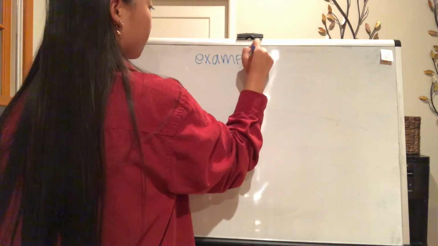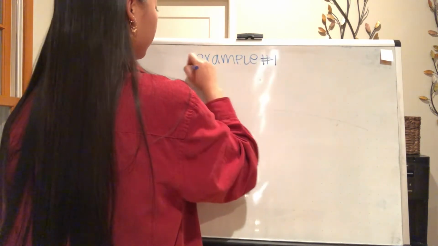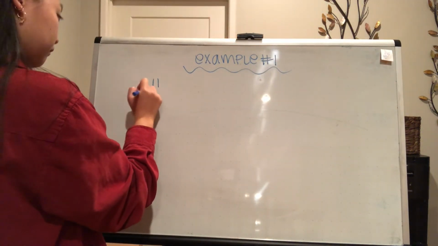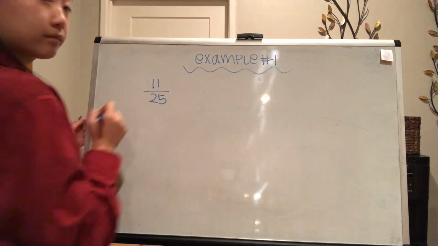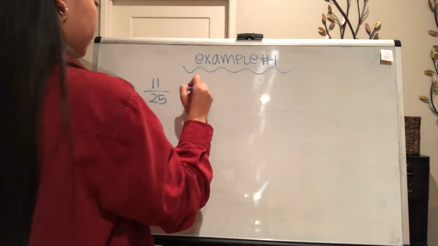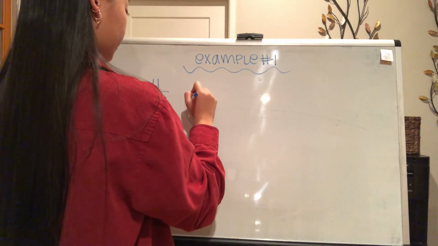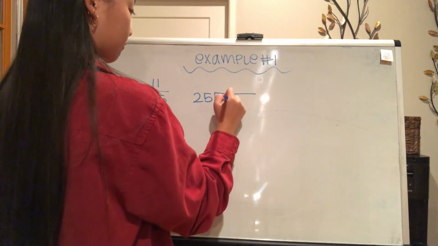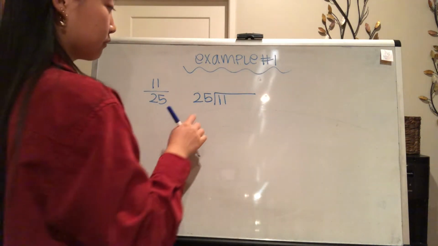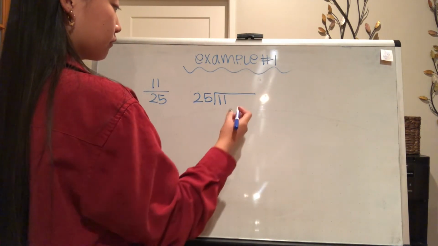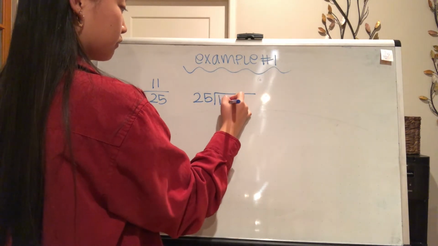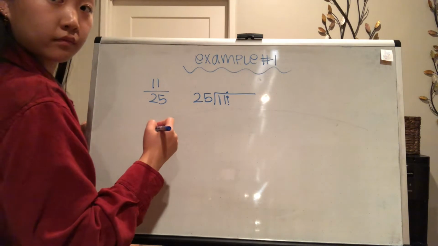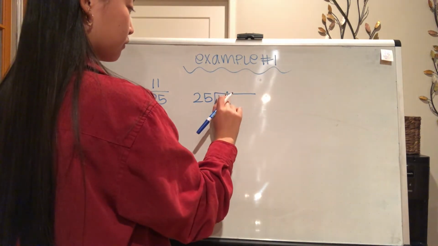So starting off with example number 1. We're given 11 over 25, and we're going to try to convert it to a decimal. So what you do is you set up a long division, put 25 on the outside, 11 on the inside, and put a decimal after the 11 and move it up. Now the reason why we're putting a decimal after the 11 is because 25 cannot go into 11. And so by adding the decimal, we're going to be able to add more zeros behind it.